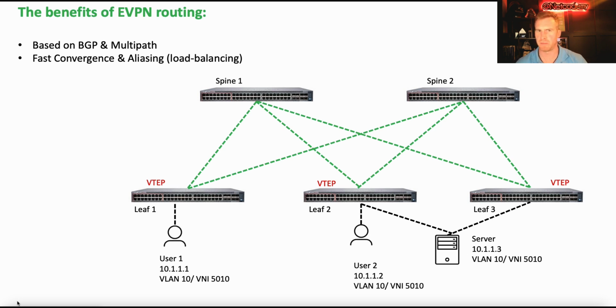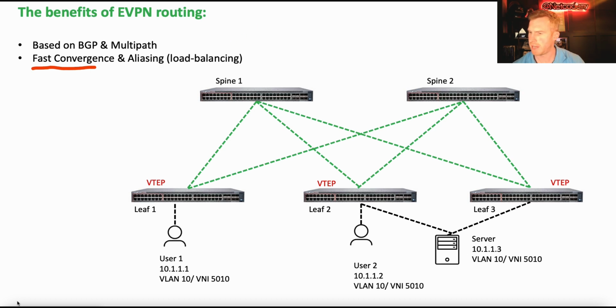And moving on to the second round of benefits. Again, what I've done is I've grouped these two together because they're very similar in nature. So these two benefits are fast convergence and aliasing, or as it's commonly known, load balancing. So let's start first with fast convergence.